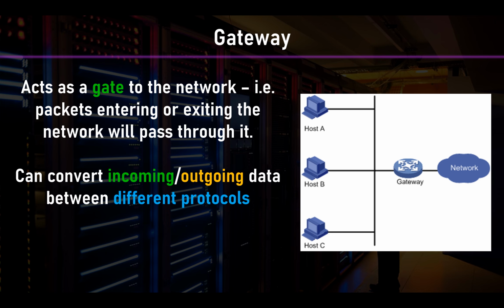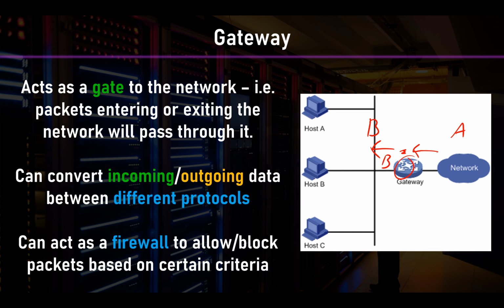So if, from the network, we have protocol A, but let's say our network operates on protocol B, then the gateway can convert the packets from protocol A. Here it's going to convert them, and at this point they're going to be in protocol B, so they can be understood by the network. This can also act as a firewall to allow or block packets based on certain criteria.